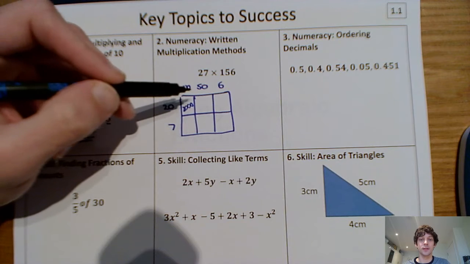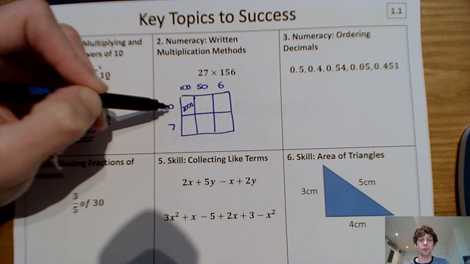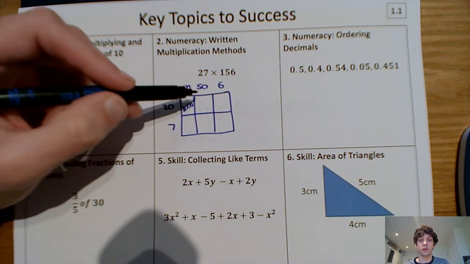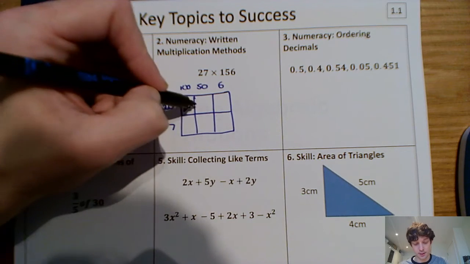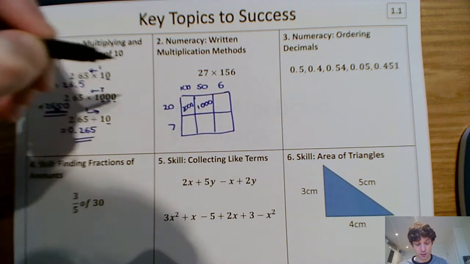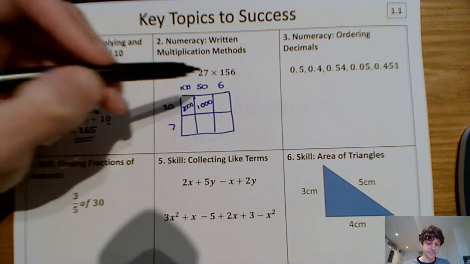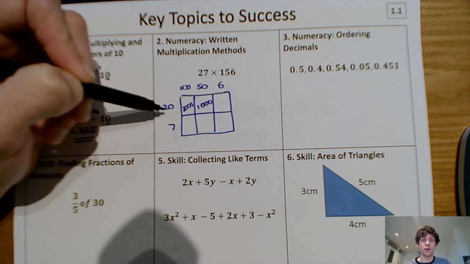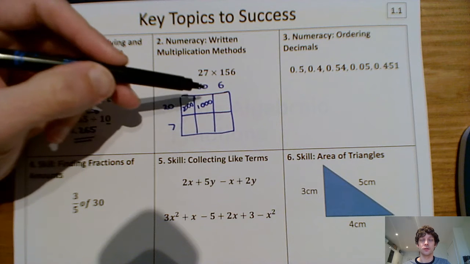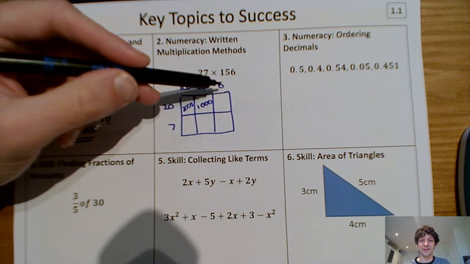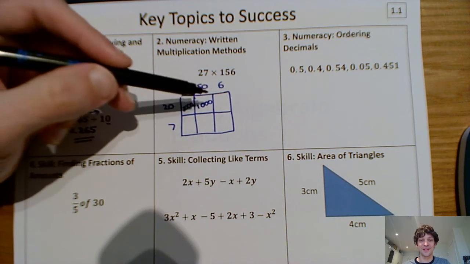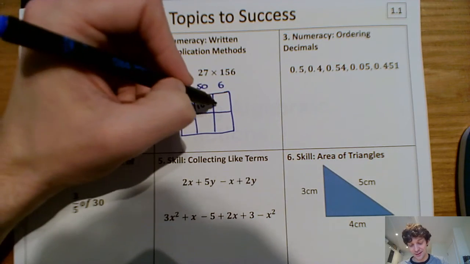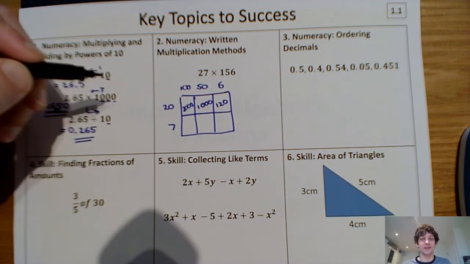50 times 20: 50 times 2 would be 100, so 50 times 20 is 1000. 6 times 20, 6 times 2 is 12, so 6 times 20 is 120.